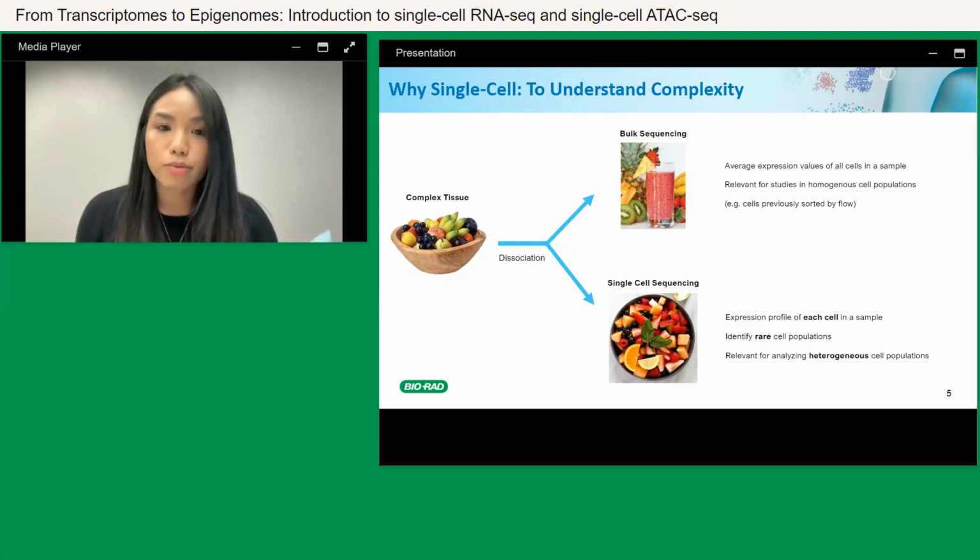However, in a fruit salad, representing single-cell sequencing, you can clearly identify what fruits were used to make it and how much of it was used. We can even take it a step further and characterize each fruit based on its flavor, its texture, its nutritional content, and even eliminate the fruits that we don't want.